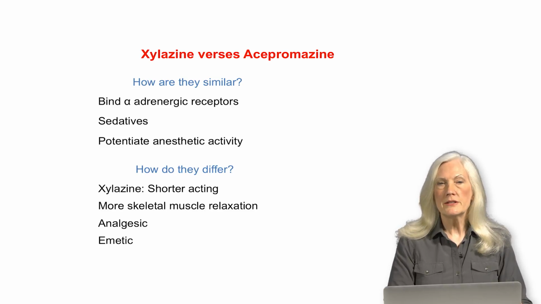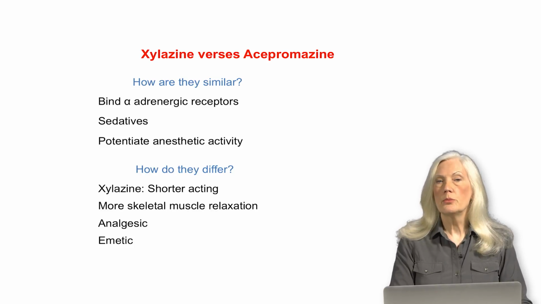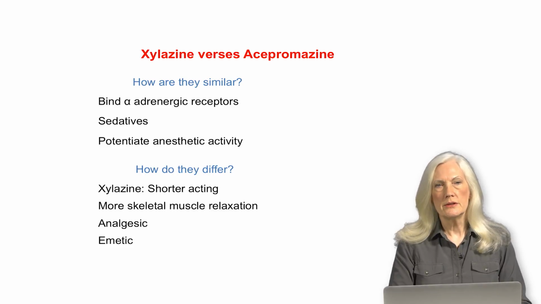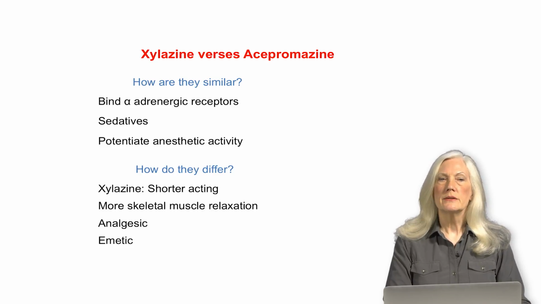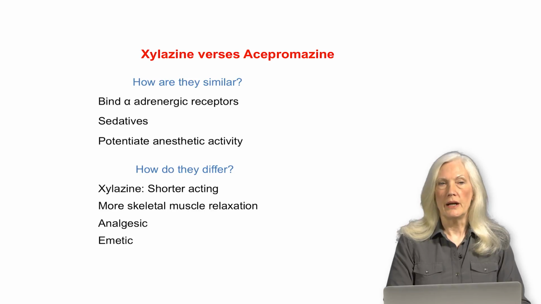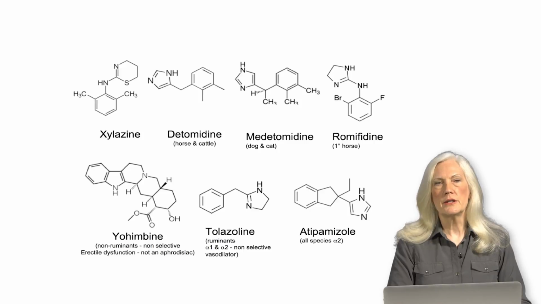Xylazine has a relatively fast onset of action and a much shorter duration of action. Xylazine also provides more skeletal muscle relaxation than phenothiazines. In addition, xylazine has analgesic activity that's useful in many situations. In distinct contrast to acepromazine, xylazine is also emetic, that is, it induces vomiting, whereas acepromazine is anti-emetic. In addition to xylazine, the compounds that fall into this category primarily include detomidine, medetomidine, and romifidine.